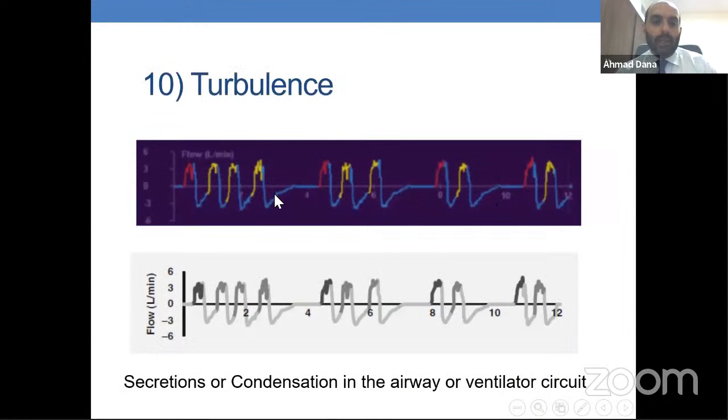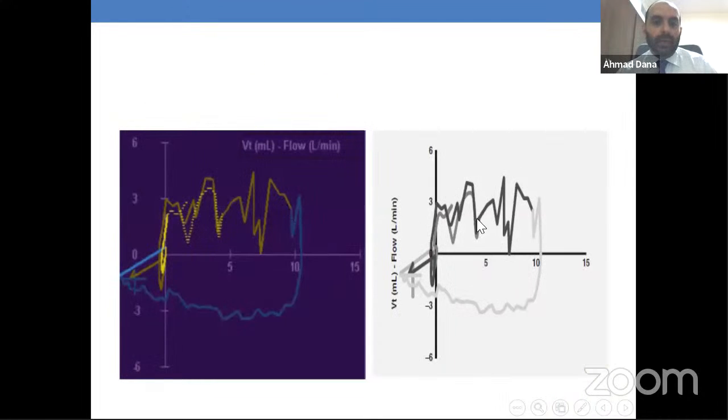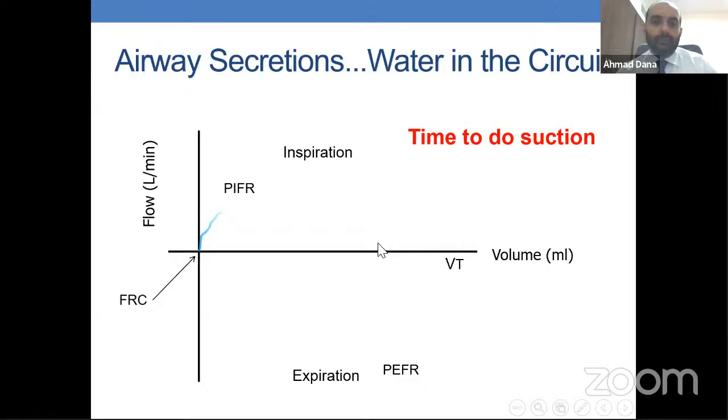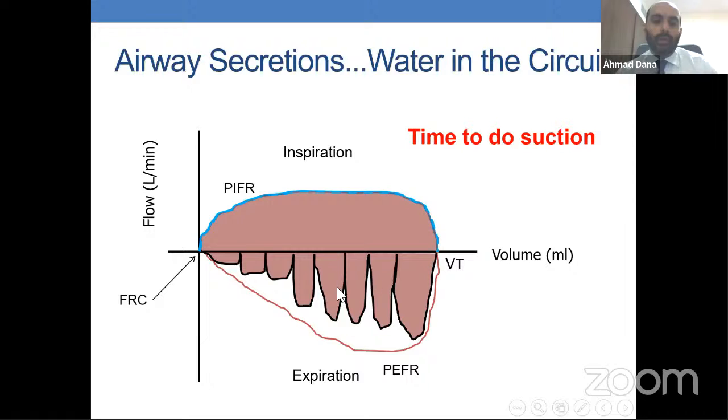Now, if there is turbulence, as we said before, this means that there are secretions or there is some condensation in the tubings. Again, turbulence means secretions, the same thing in the flow volume loop. So this is secretions. This is the time you need to do suction.